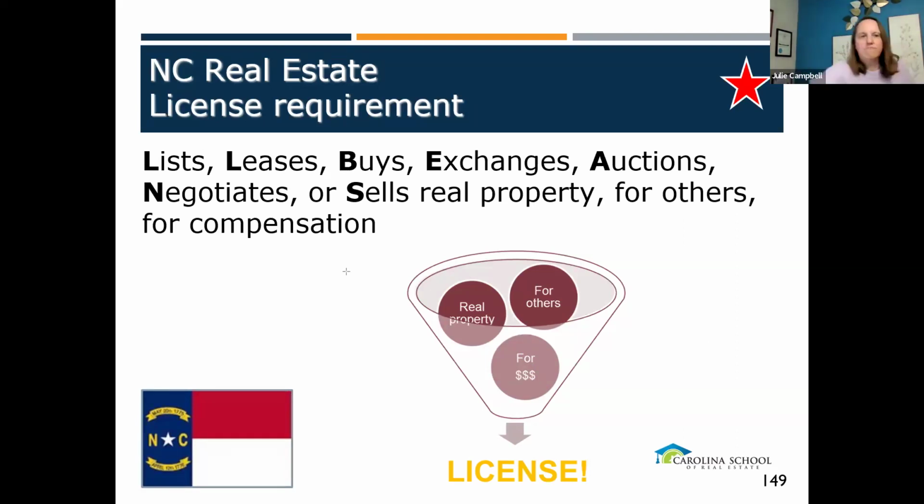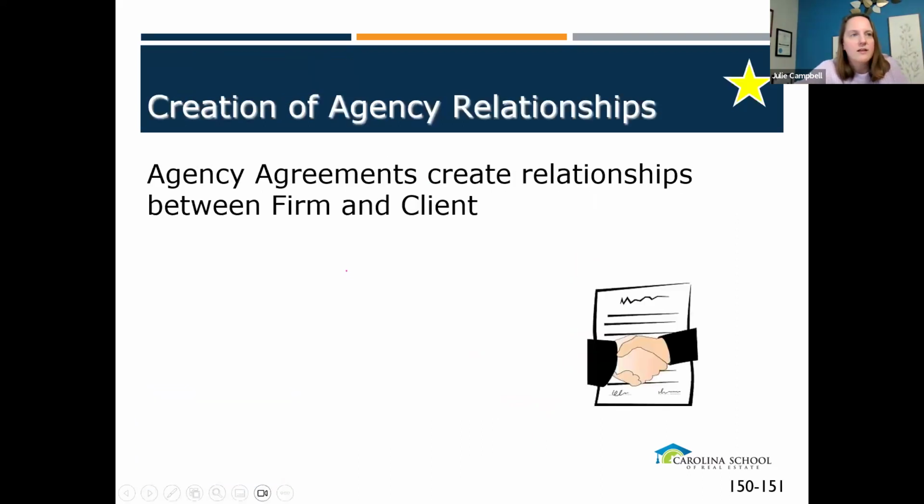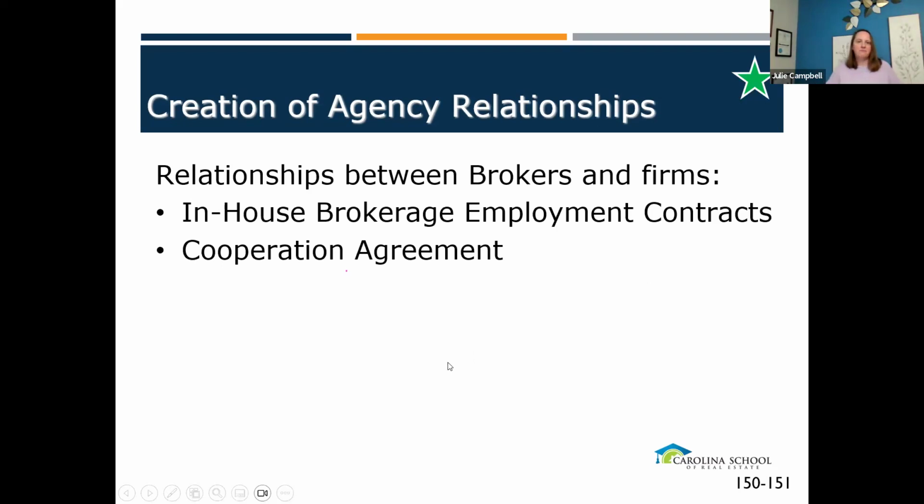How we create agency relationships. Again, the agency agreements that we use, we have our exclusive right to sell listing agreement that we're looking at in Unit 8. We have our buyer agency agreement, also in Unit 8. We also have a property management agency agreement. These are our agency agreements. And the agency agreements are what create the relationship between the firm and the client. So that's the one we talk about most often, most common, but there are some other forms of agency relationships that can exist outside of the sales transaction or the property management transaction.